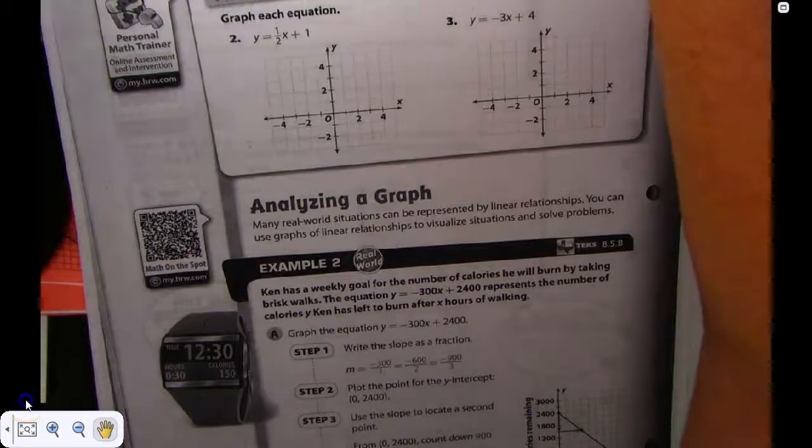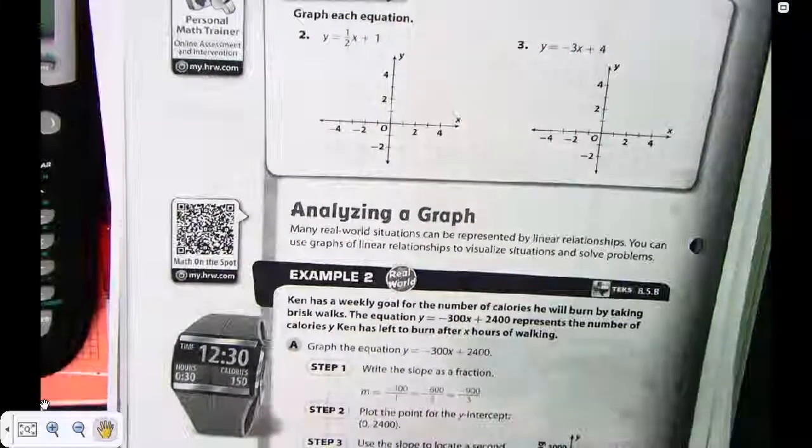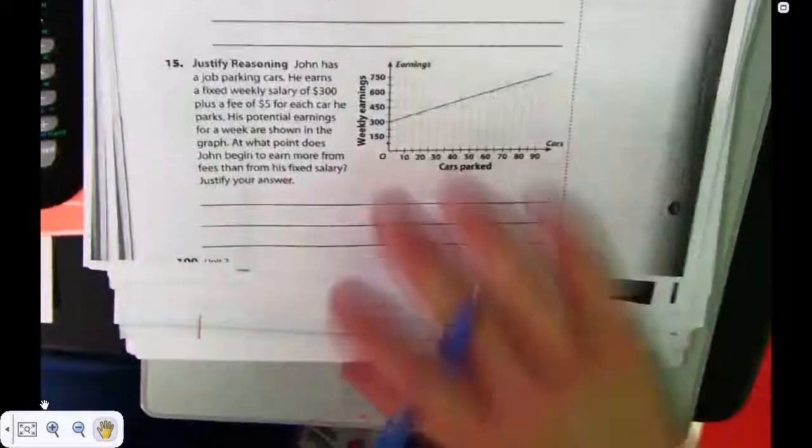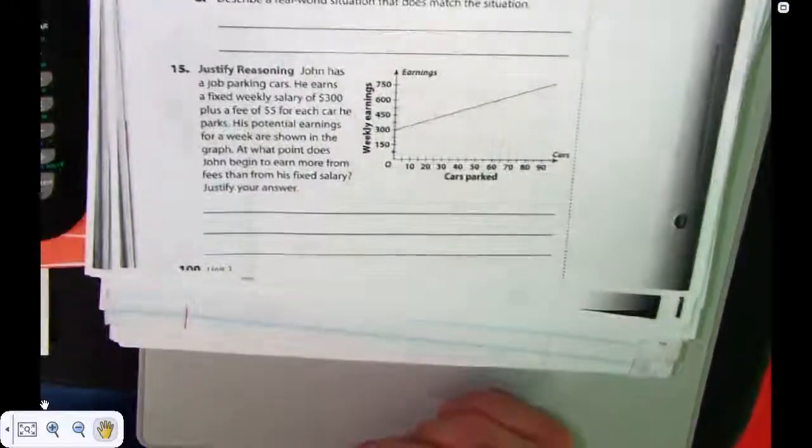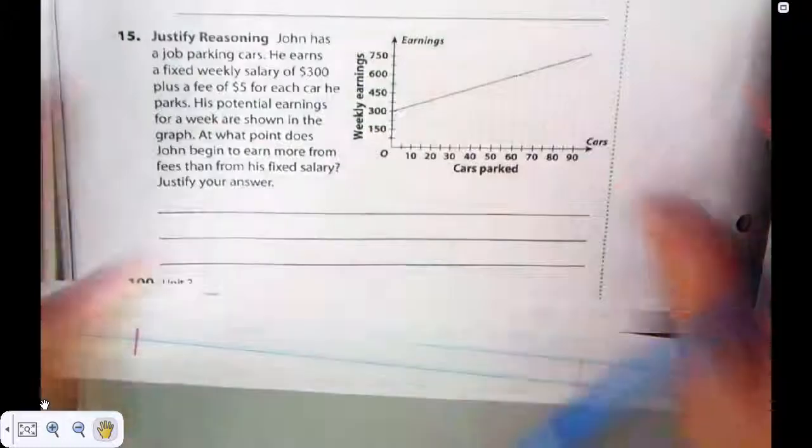Look at page 100 at the bottom. Okay, real quick. Page 100 at the bottom. Look at this, guys. Hey, everybody cover up the words. Cover up the words and let's look at the graph.